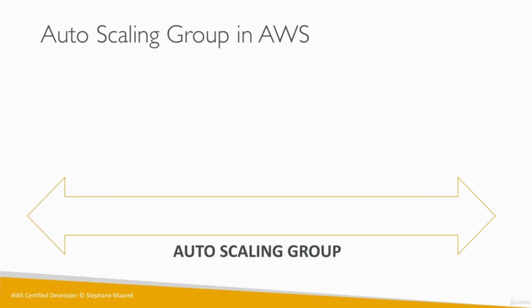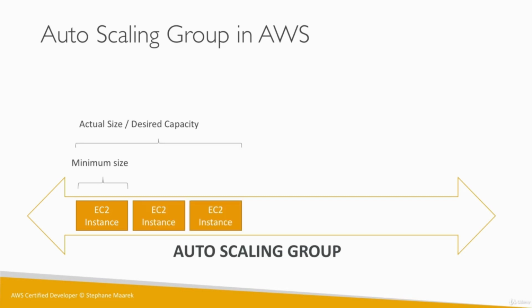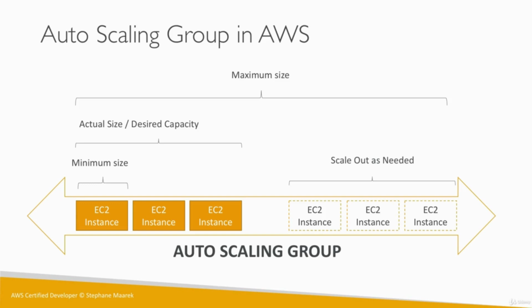So in AWS, what does it look like with the graph? Well, here is our beautiful auto scaling group. It's a big arrow. The minimum size, for example 1 here, is the number of EC2 instances you'll have running for sure in this auto scaling group. The actual size, or desired capacity parameter, is the number of EC2 instances running at the current moment in your ASG. And then you have the maximum size, which is how many instances can be added for scale out if needed when the load goes up. And so that's super useful.